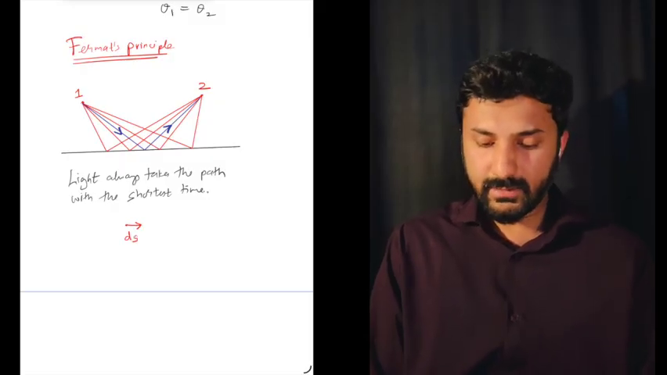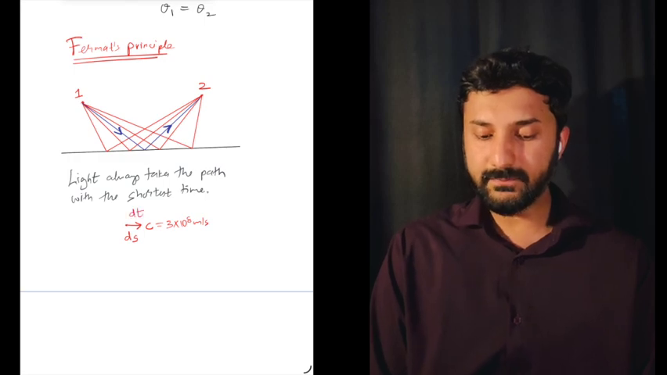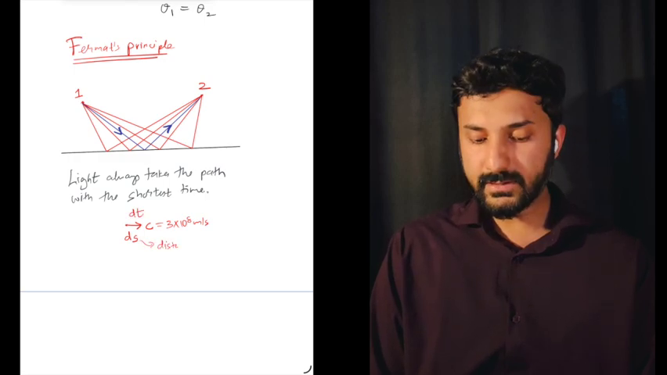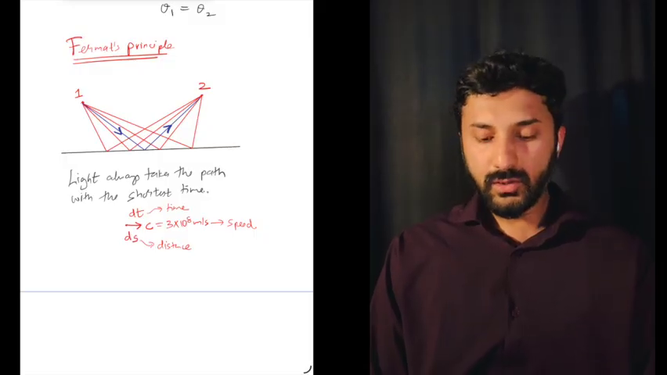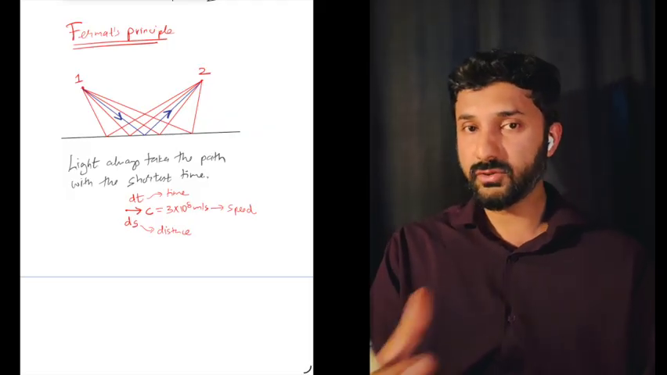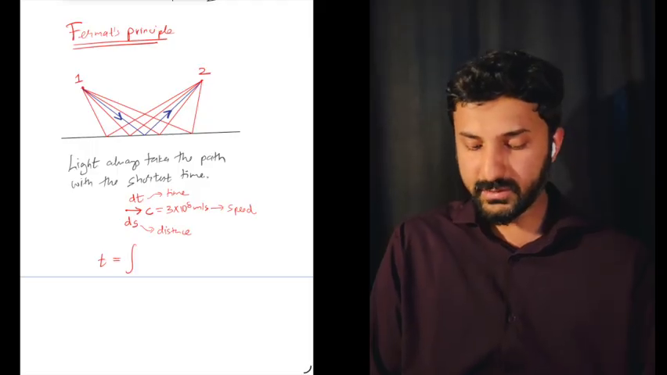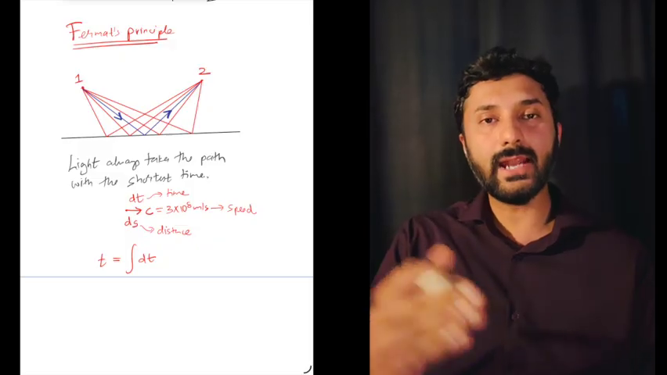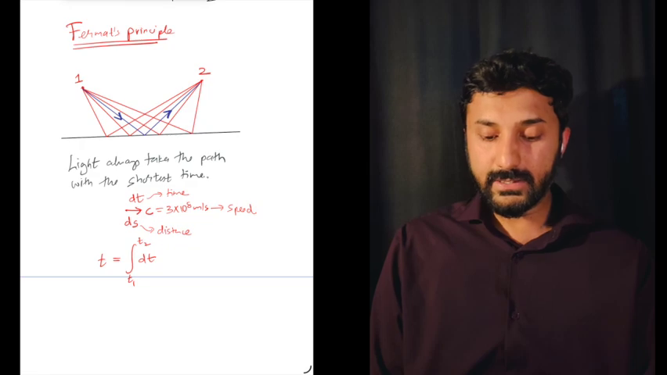And you can think that light traveling at the speed of light, c, which is approximately 3 × 10⁸ meters per second, takes a certain time dt. So this is the distance that it's trying to cover in a certain time dt, traveling at this speed. Whatever path the light is going to take, or whatever time it takes to go from point 1 to point 2, you can imagine dividing that into a large number of such tiny time intervals dt, and then adding all of them up. So you're going from time t1 to t2, and t is the total time here.